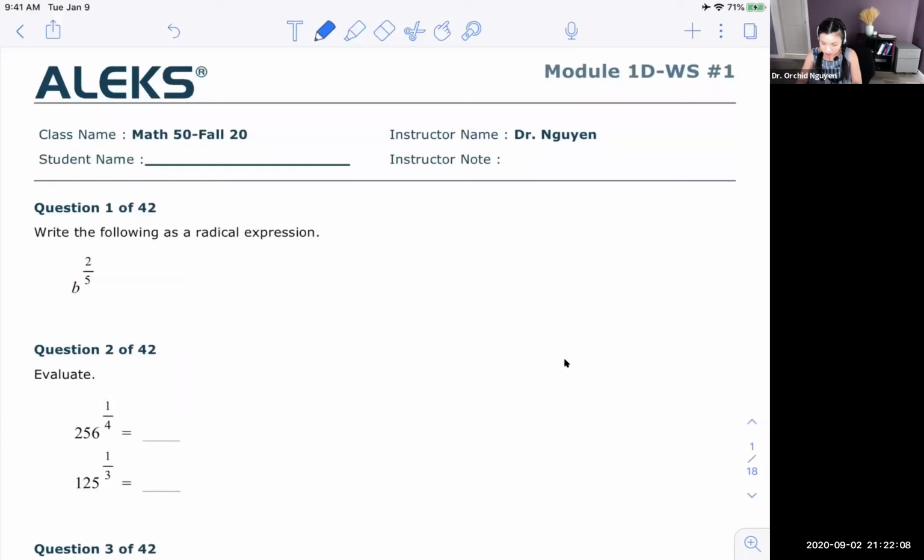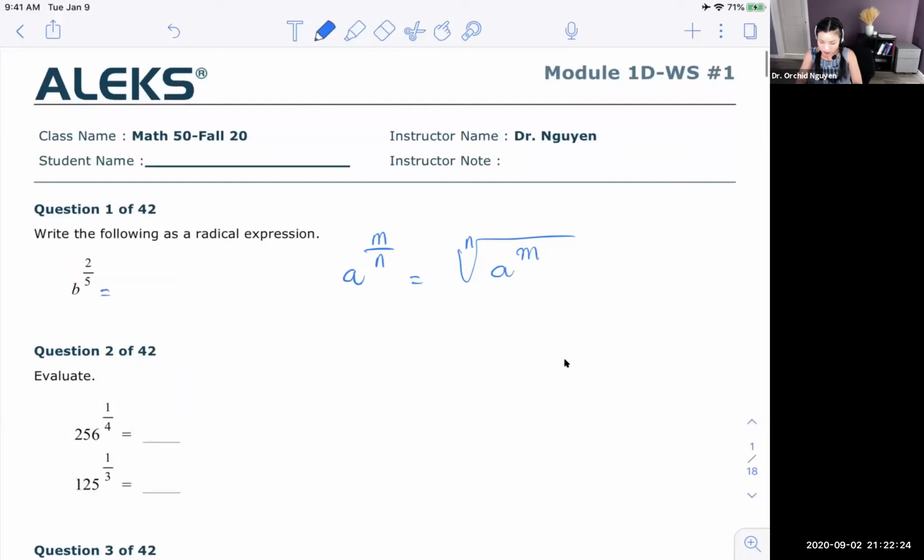So I just want to remind you that for m over n, when you change to radical, the index is going to be the denominator. And then we have a to the m power, I'm sorry. So right here we have the root, and it's the fifth root because of the number 5 in the denominator, and we have b squared here.